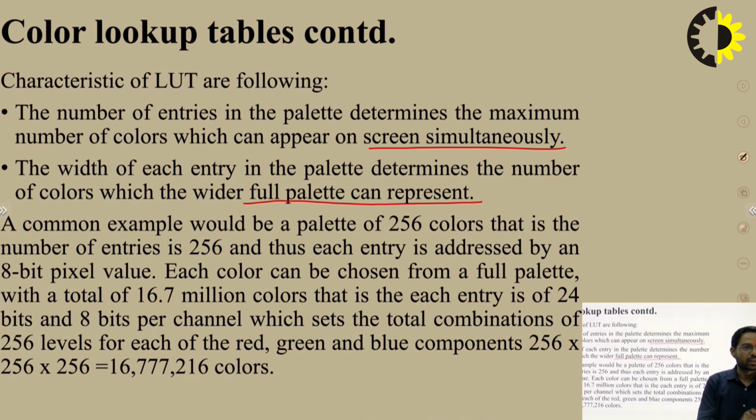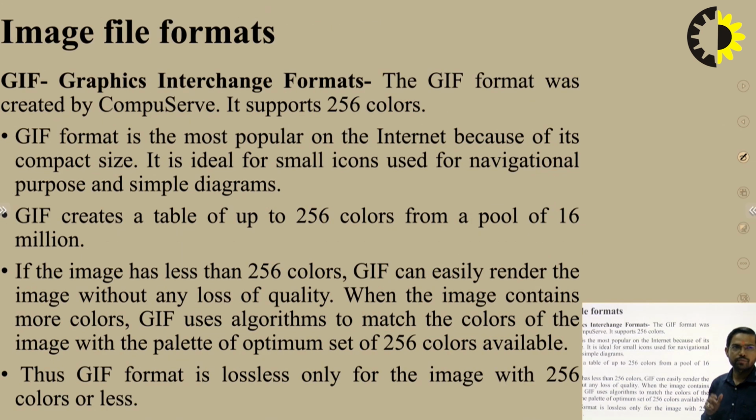Each color can be chosen from a full palette with a total of 16.7 million colors. That is, each entry is 24 bits, 8 bits per channel, meaning 8 bits red, 8 bits green, and 8 bits blue, which gives a total of 256 levels each of the red, green, and blue components: 256 times 256 times 256. That is equal to 16,777,216.